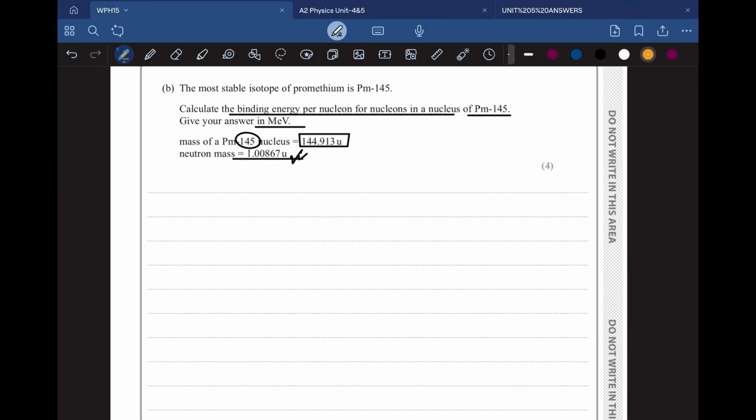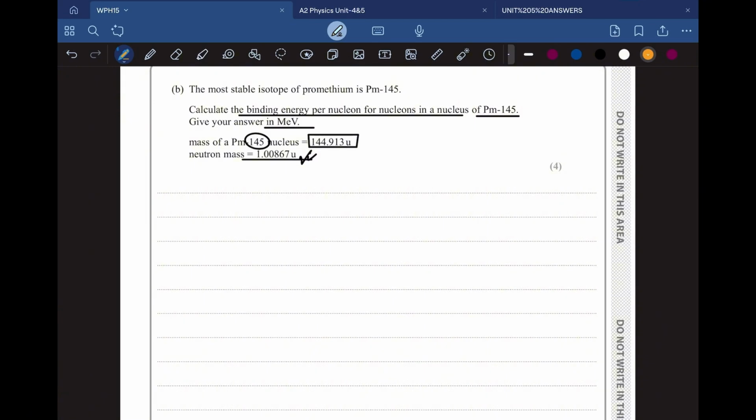So it says the most stable isotope is this one. So calculate the binding energy per nucleon for the nucleon. As they have asked us to calculate the binding energy per nucleon, we'll have to figure out the mass defect of this Pm nucleus. So to figure out the mass defect, we know about the mass defect.